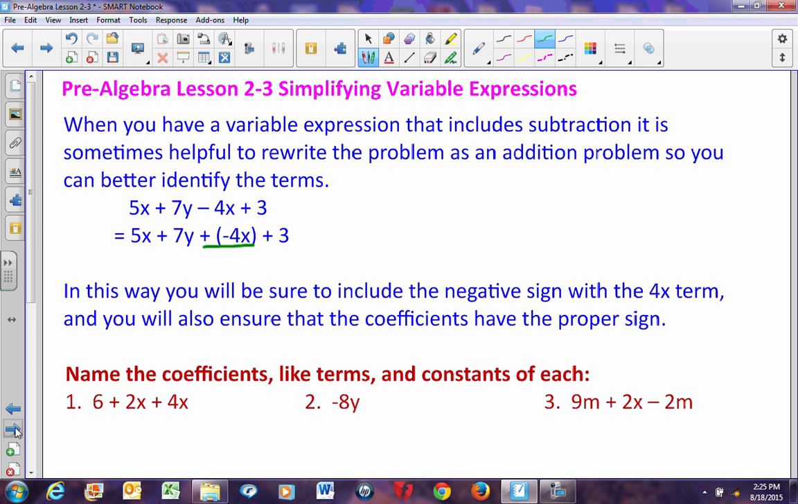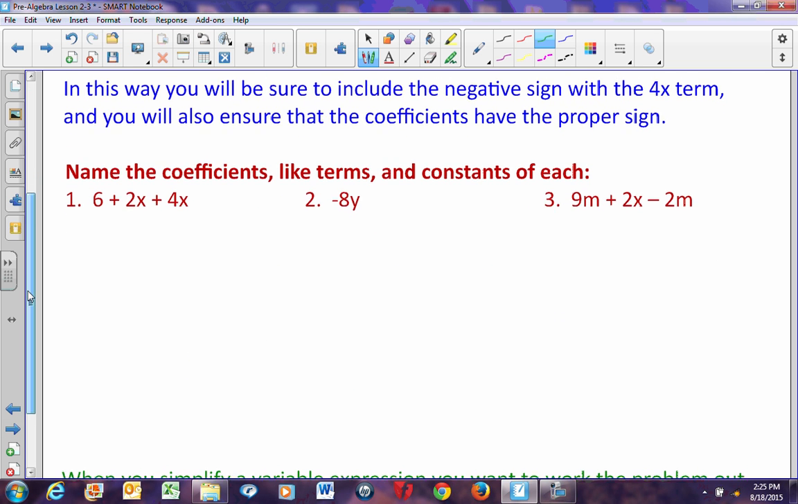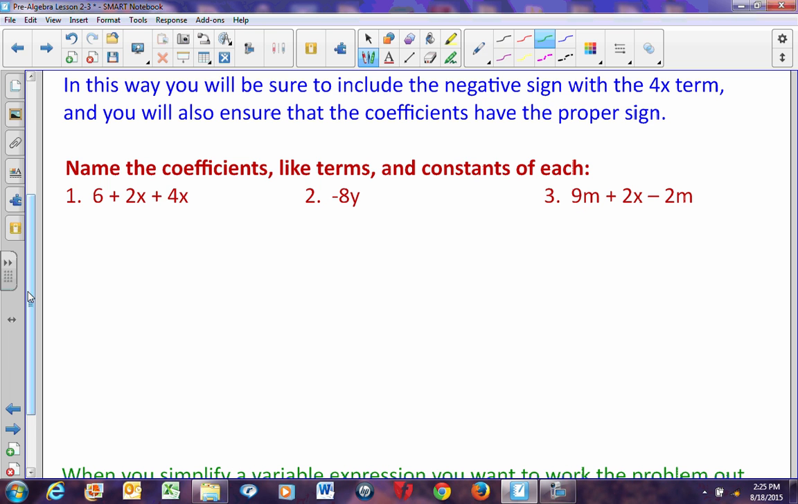Okay? All right, let's take a look at some problems. We're going to name the coefficients, like terms, and constants. In this, remember, coefficients are numbers that come in front of variables. So my coefficients in this problem are 2 and 4. Like terms are terms that have the same variable raised to the same power. So my like terms here would be 2x and 4x. And last but not least, my constants are numbers that don't have any variables, so that would be 6.